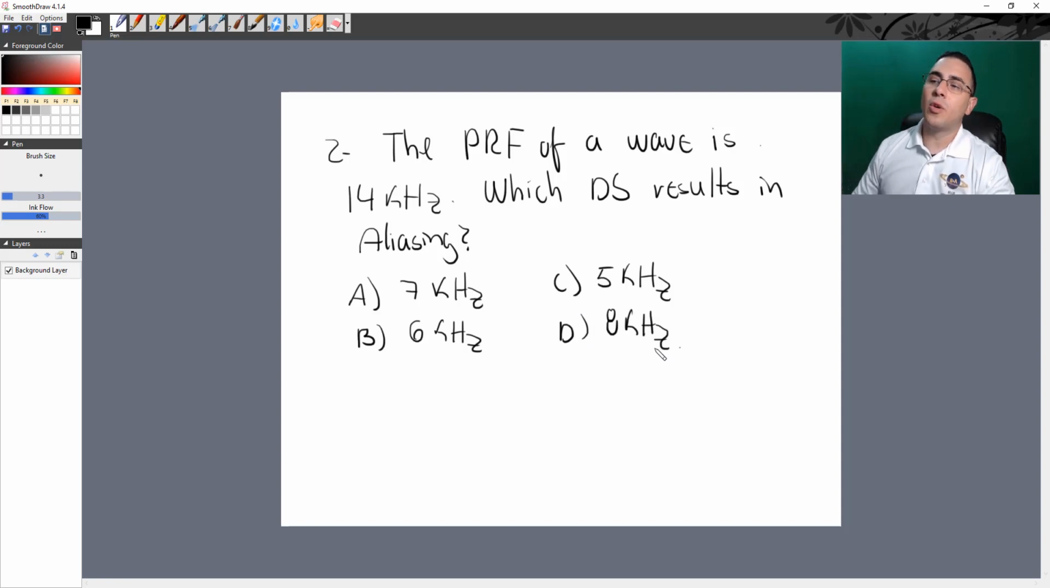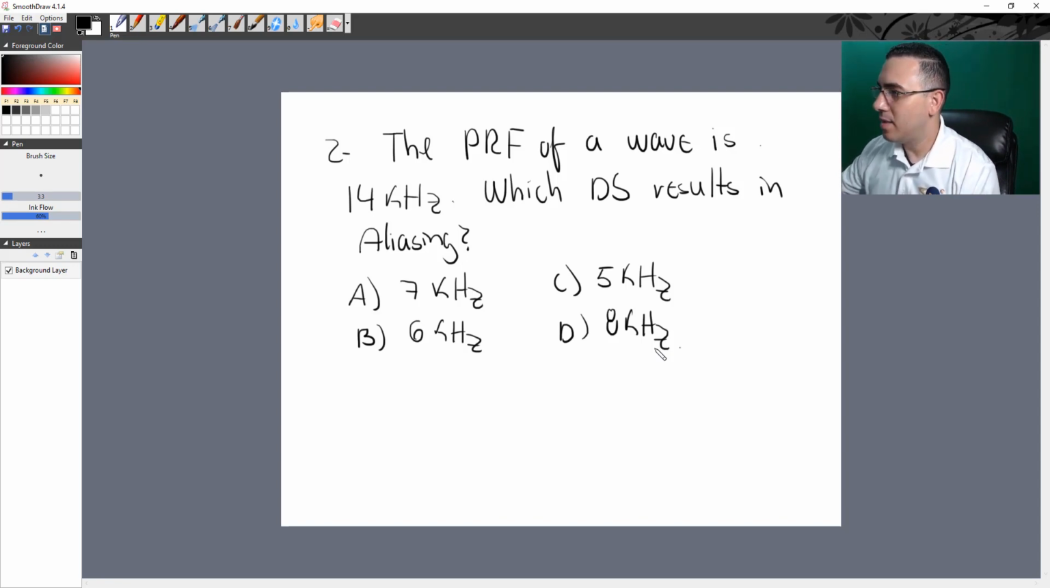So think about this question. It's pretty similar to the other one, just seen the other way around. In the first one, I gave you different pulse repetition frequencies for one Doppler shift. Here, I'm giving you one pulse repetition frequency and different Doppler shifts. So let's take a look. I'm going to give you a few seconds to analyze this and think about the answer.